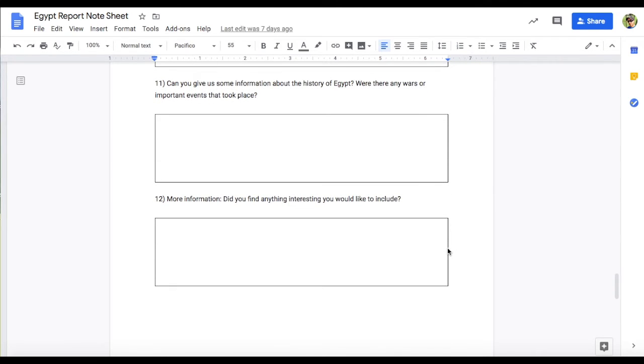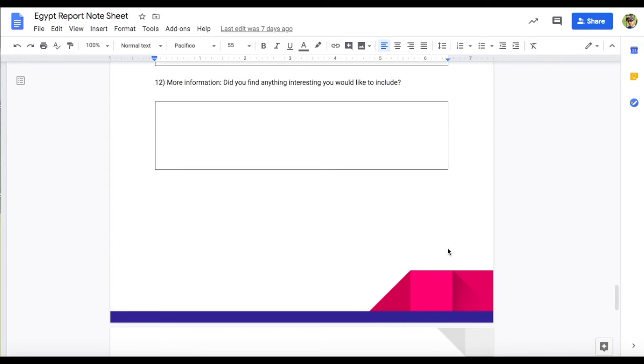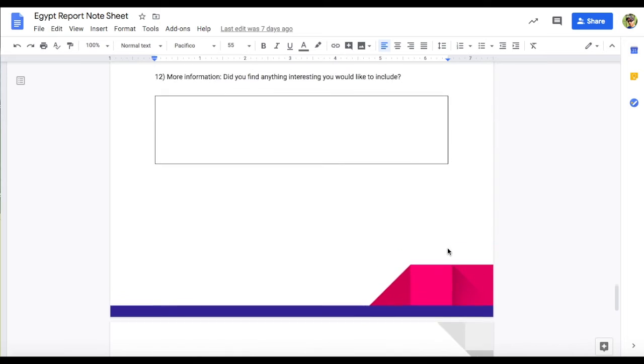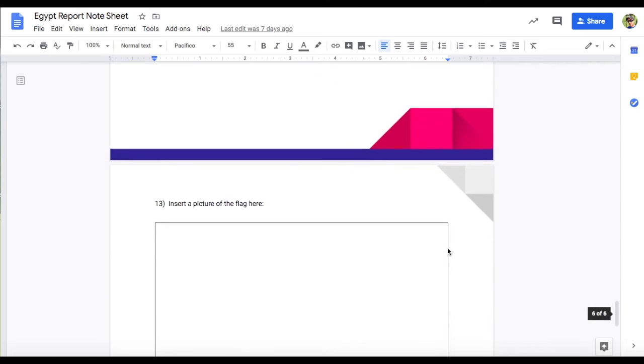You can read a little bit about the history of Egypt, some of the important events that took place. Obviously, those events shaped what Egypt is now. Did you find anything interesting you'd like to include? So a lot of times we're going to come across information that may not particularly fall into one of the categories we've listed before, but you're like, this is something I really want to share, and this is your opportunity to do so.